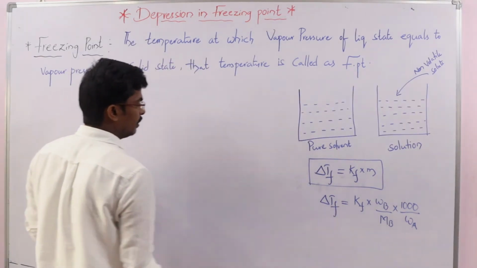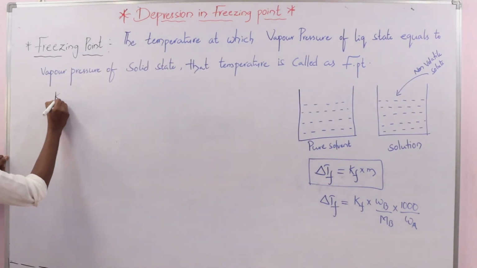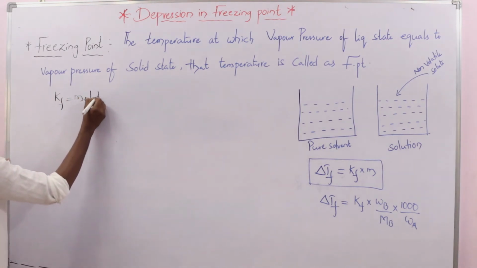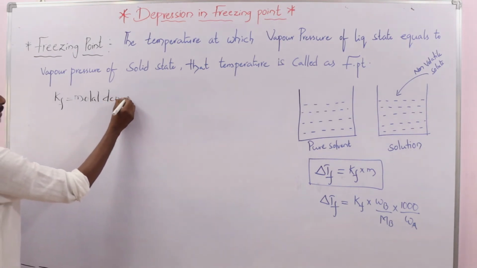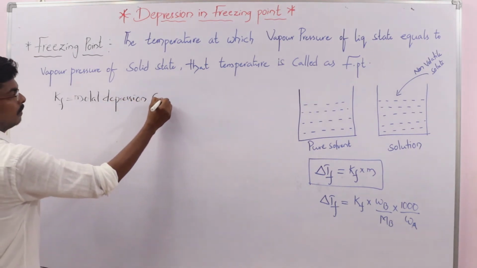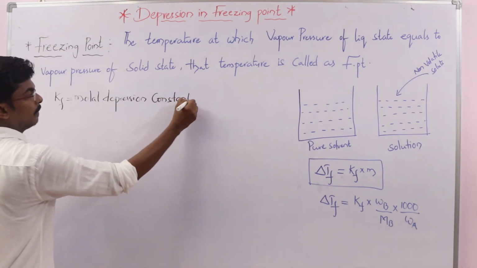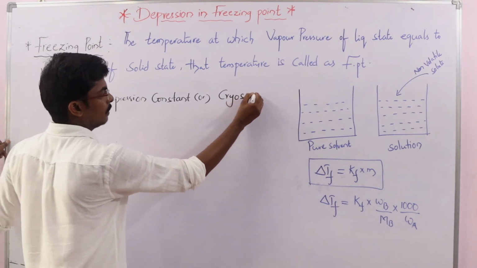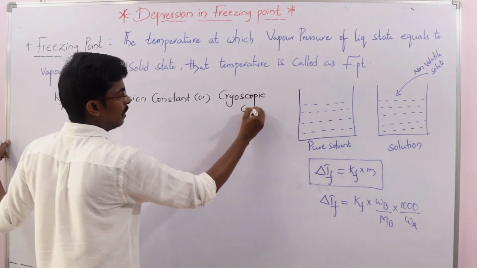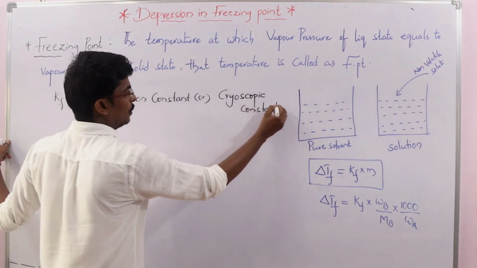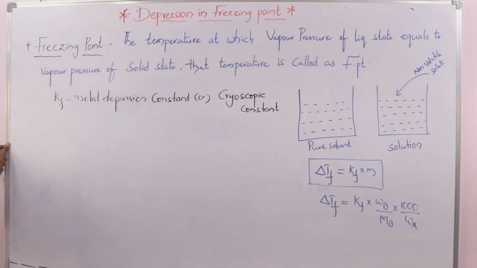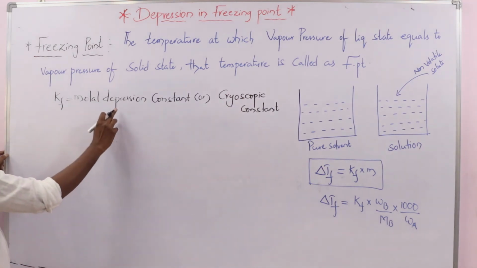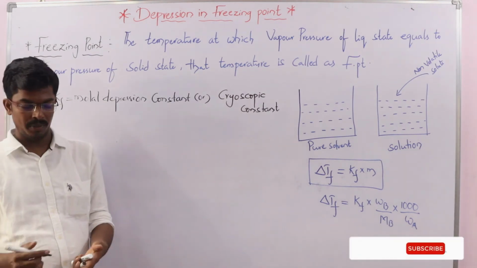So here Kf is the cryoscopic constant or molal depression constant. Usually for water Kf is 1.86 K per molal. So Kf is the molal depression constant or cryoscopic constant.